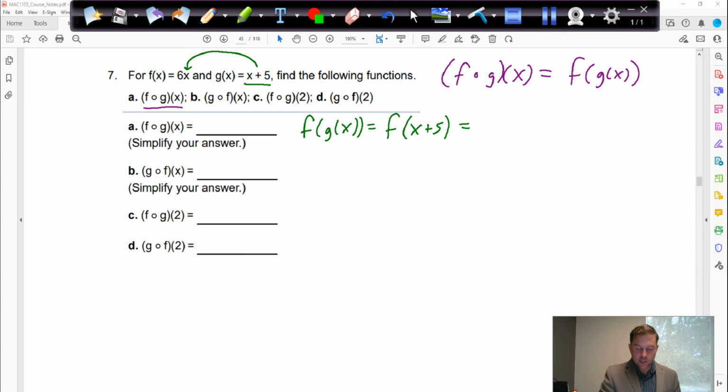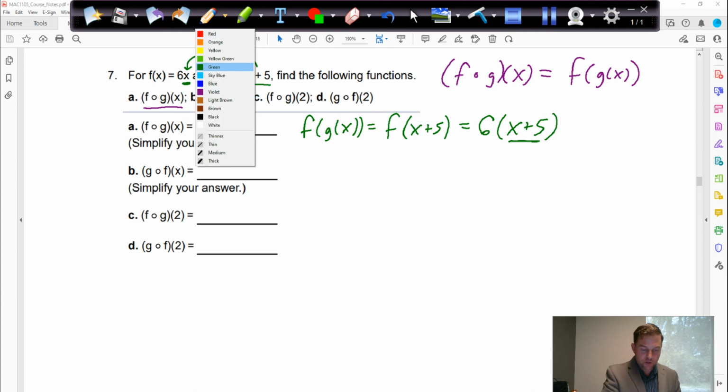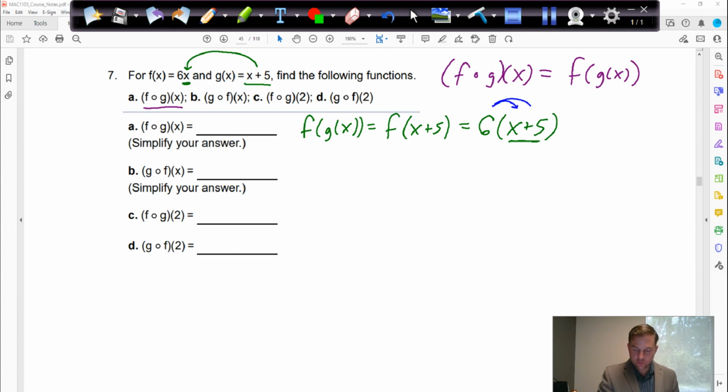Anywhere I see an x in my f of x function, I replace it with x plus 5. So notice, this x is replaced with x plus 5. And now we just have to distribute. This is going to be 6x plus 30.